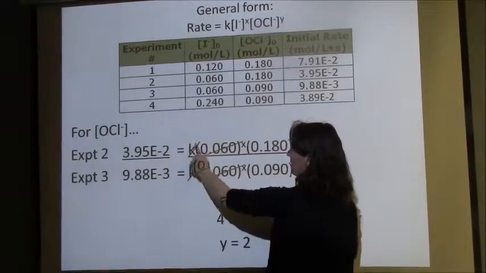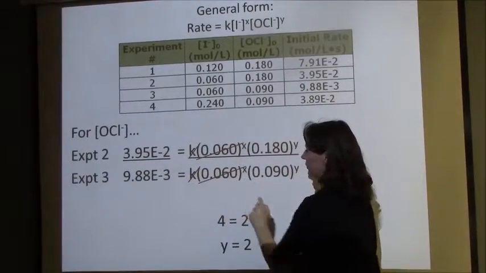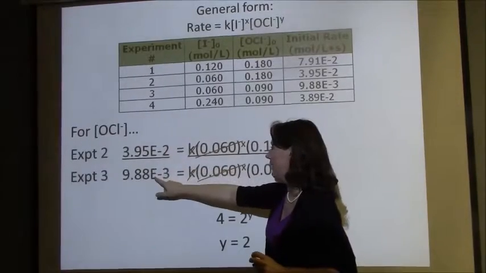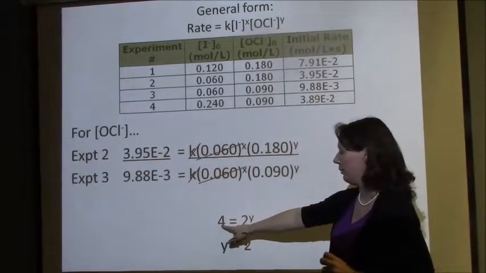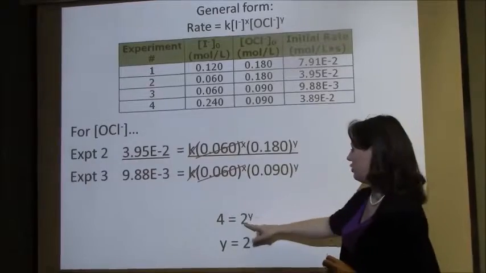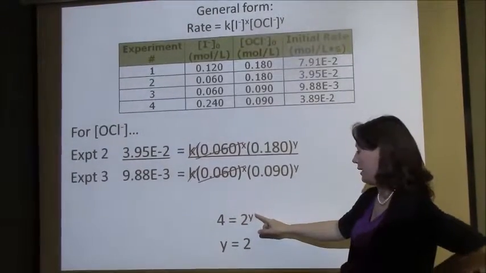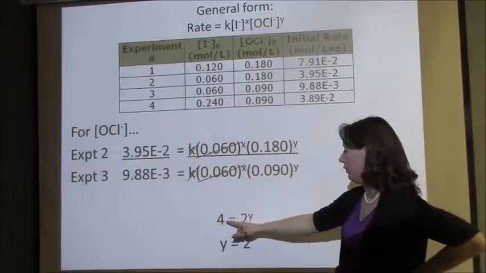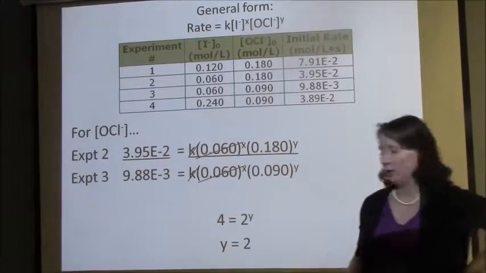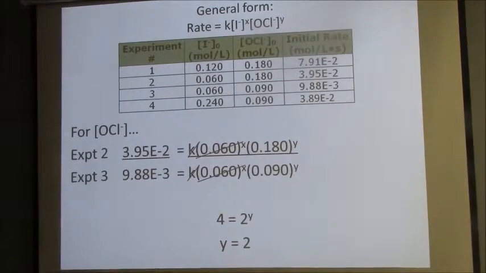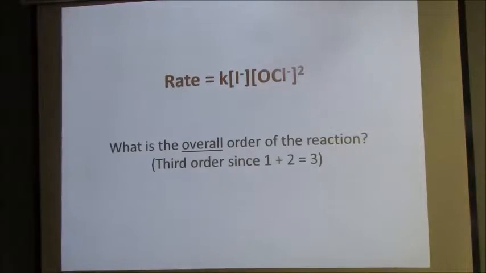Again, anything that's the same is going to cancel. When you do your arithmetic, this divided by this is very, very close to 4. And this divided by this is 2. So 4 is equal to 2 to the y. So what must y be? Well, when you square 2, you get 4. So y is 2. So now I know the value of x, and I know the value of y.